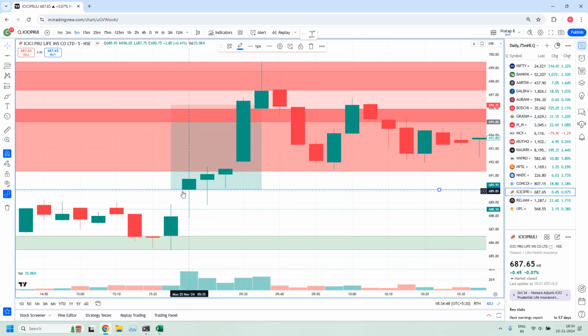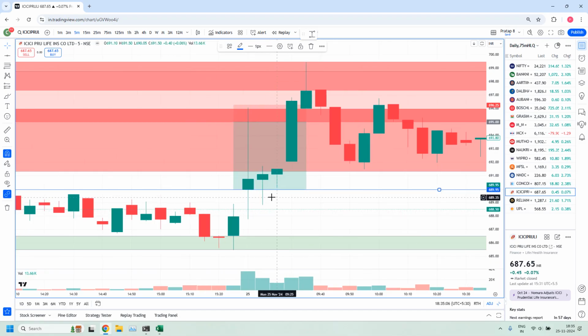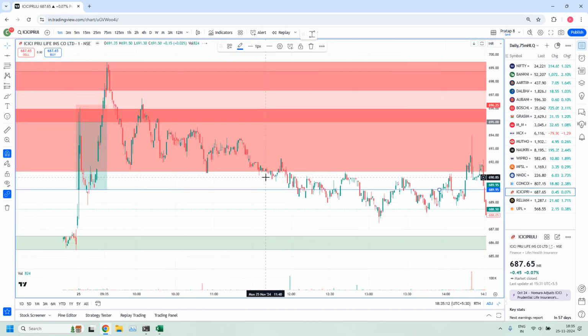Why this blue color? This is the gap area. See, previously also I told you the practical scenario, M&M where the gap is there. From there you would have kept your target. Exactly the same way here also, because today the market opened with a gap. And go to the 1 minute time frame, you get better clarity.